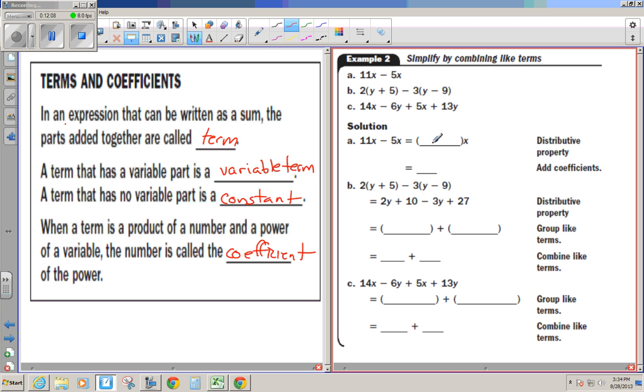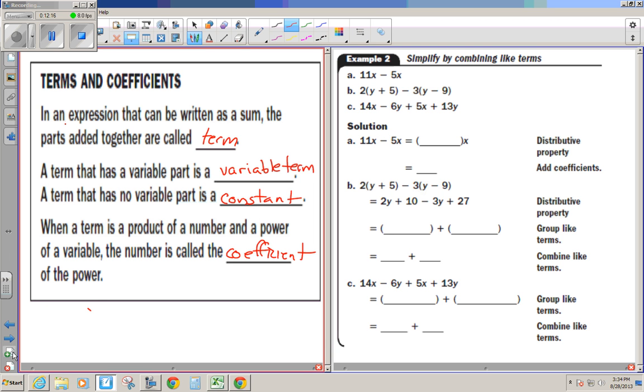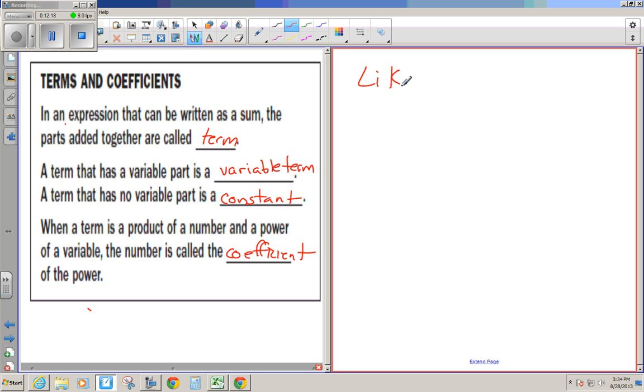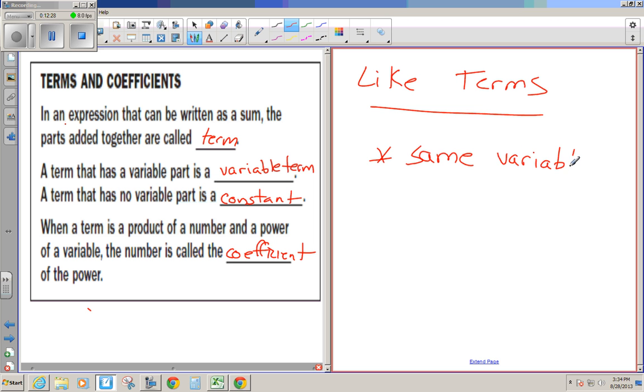So let's take a look at these things. Simplify by combining like terms. So 11x. Okay, so that's something we didn't quite talk about. Let's add here what like terms are. Like terms have the same variable. So like terms are not the variable x and the variable y. They also have the same exponent.